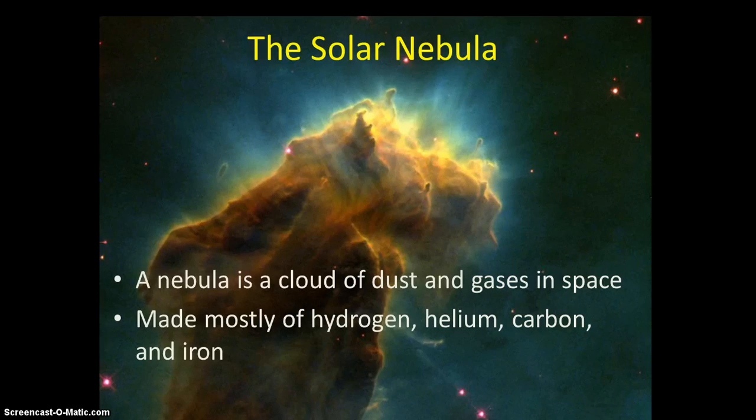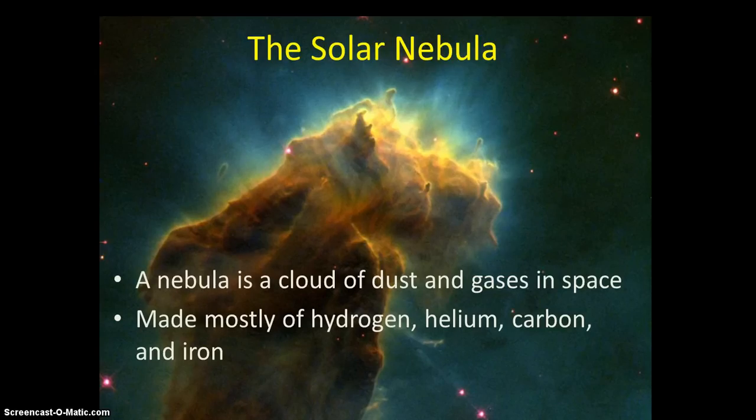Okay, so all solar systems, including ours with our sun, form in the beginning from a nebula. So a nebula is just a cloud of dust and gas that's in space. Most of the time it's hydrogen, helium, carbon, and iron, but it's also going to have some other gases in there as well. And that nebula will just sit there and hang out until something changes it.